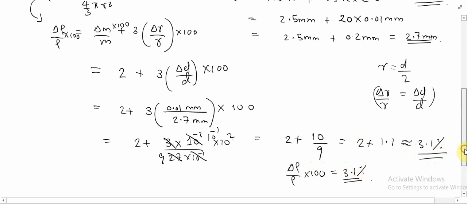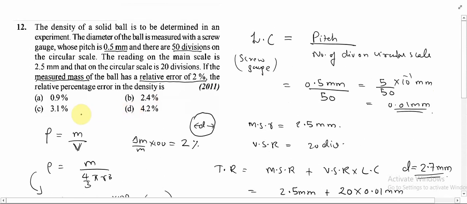Okay, so hope you understood this solution. So the option number is option C.